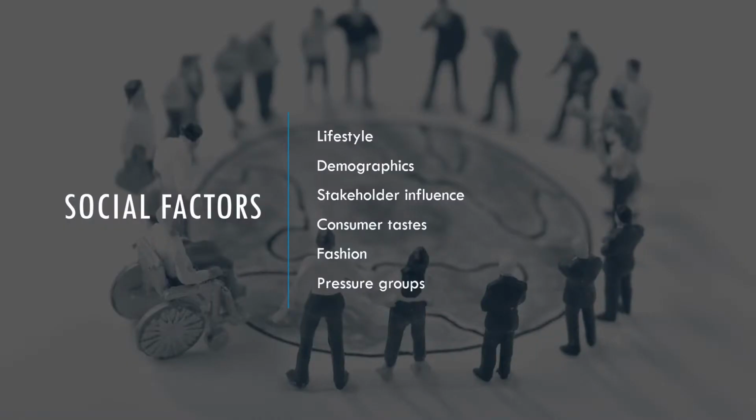Social factors. These are things like demographics, the makeup of society, the fact that an increasingly high proportion of society are older people, and so maybe we want to change our product portfolio, our product mix, to perhaps target more of this type of group. Again, things like changing taste or fashion, or the work of pressure groups. For example, organizations trying to get us more concerned about animal welfare, or more concerned about the dangers of certain chemicals.